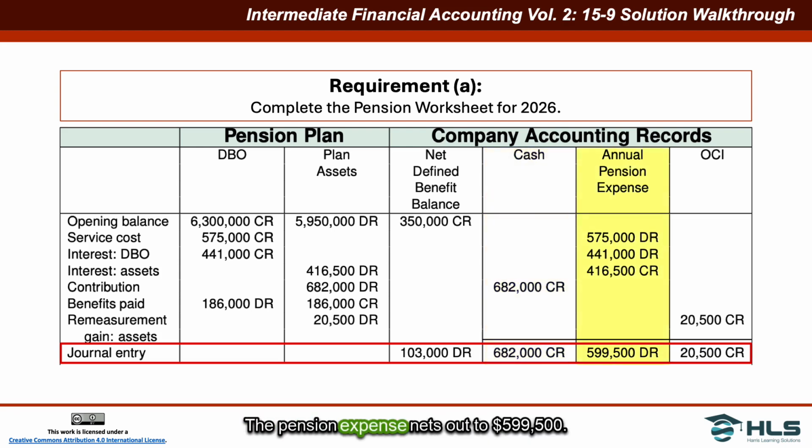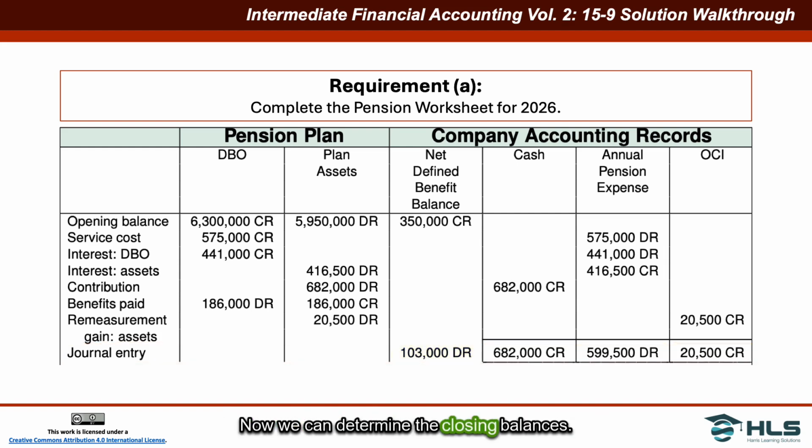The pension expense nets out to $599,500. That's the $575,000 service cost, plus the $441,000 interest on the DBO, less the estimated $416,500 interest earned on the plan assets. And then we have the $20,500 credit in OCI. For debits to equal credits, we're going to balance that account out with an amount of $103,000, and that's going to be debited to the net defined benefit account.